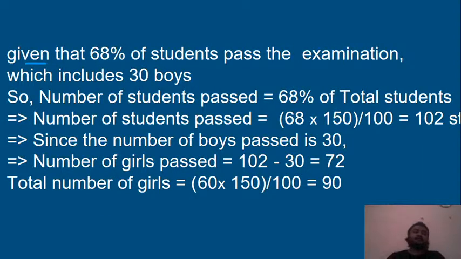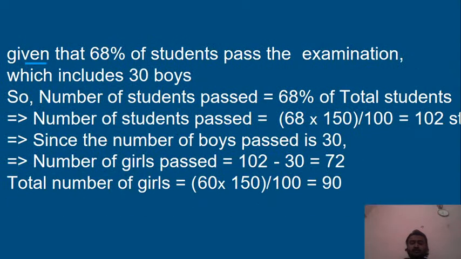Now it is very simple that 68% of the students are passing the examination, which includes 30 boys. The total students who pass is 68% of 150, which is 102 students. So out of 102 students, the number of boys that have passed is 30. So the number of girls who have passed is 102 minus 30, which is 72.